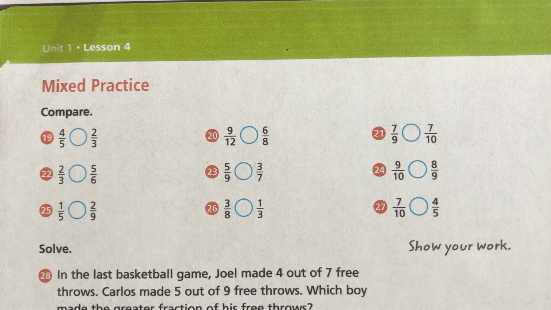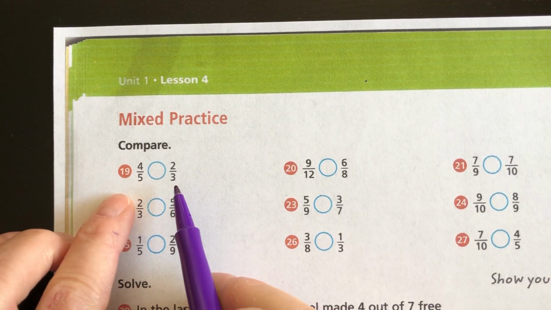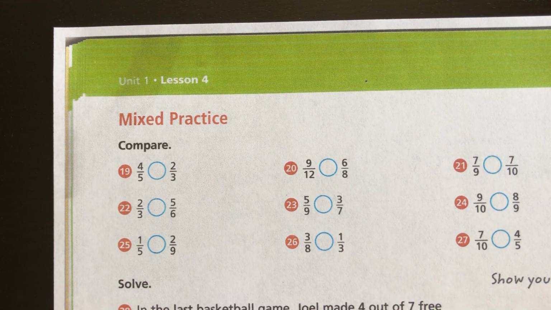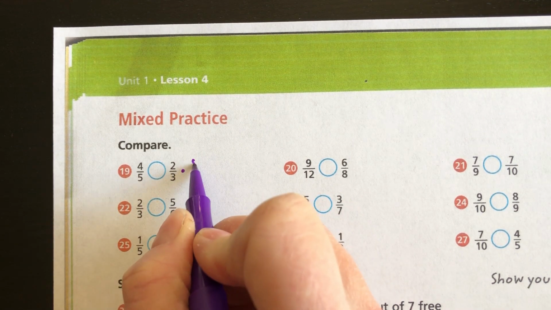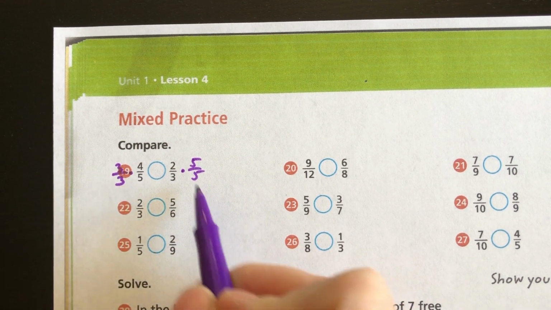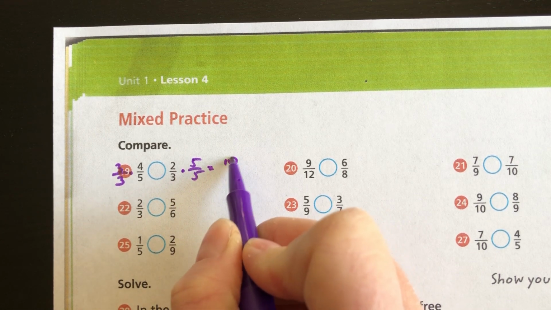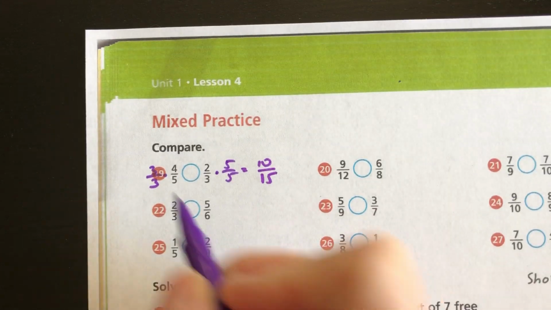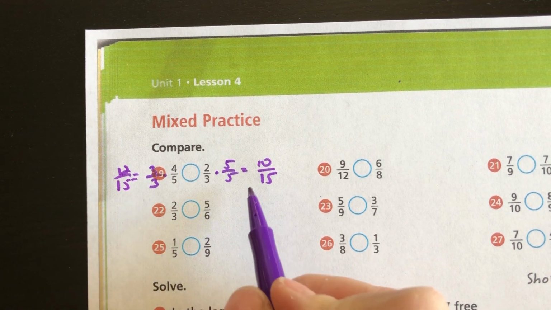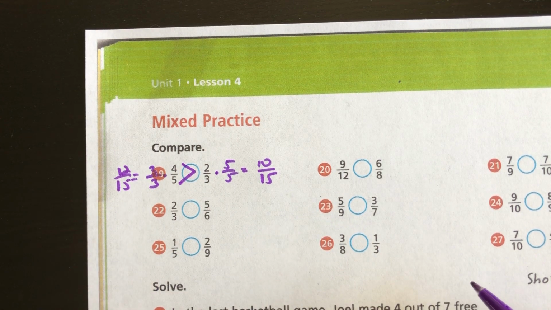All right, for number 19, I see they do not have the same numerator, they do not have the same denominator. I can't multiply 3 by something to get 5, so I'm going to multiply each fraction by the opposite fraction's denominator. So 3 over 3, 5 over 5. All right, 2 times 5 is 10 fifteenths, and 3 times 4 is 12 fifteenths. So now that I'm comparing with the same denominator, I know that 12 fifteenths is more than 10 fifteenths.